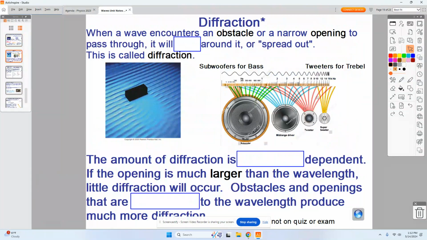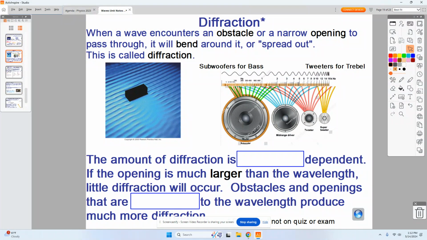All right, diffraction. This one has an asterisk on it. This is not going to be part of any quizzes or tests, but some of you might be doing a project on your wave project that has to do with refraction or diffraction. When a wave encounters an obstacle or a narrow opening to pass through, it's going to bend around it or spread out.